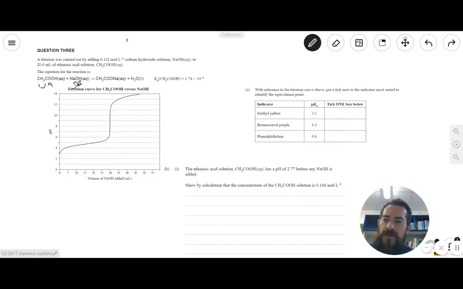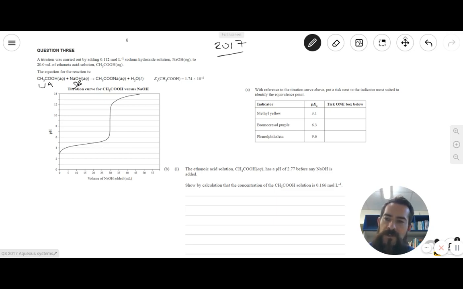Take a look at question 3 from 2017. So this is from the 2017 paper last year, November, and this is for the Aqueous Systems External Standard. Question 3 is all about titration curves, and it's been that way for the last 3 years, so you can expect question 3 in 2018 to be about a titration curve.